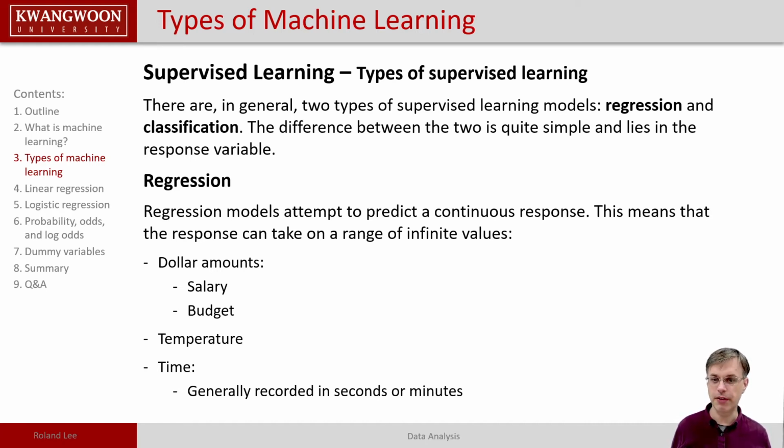Now, types of supervised learning, we can see here. Two types: regression and classification. The difference between the two is quite simple and lies in the response variable. Regression models attempt to predict a continuous response. This means that the response can take on a range of infinite values. Consider the following examples: dollar amount, salary, budget, temperature, time, so generally recorded in seconds or minutes.